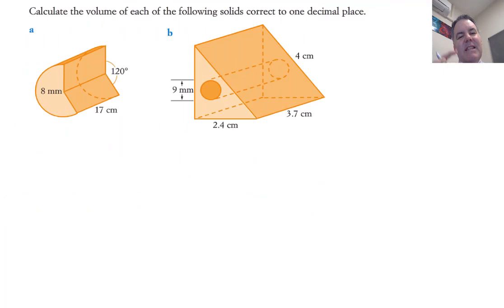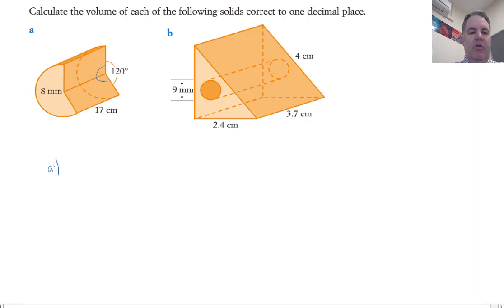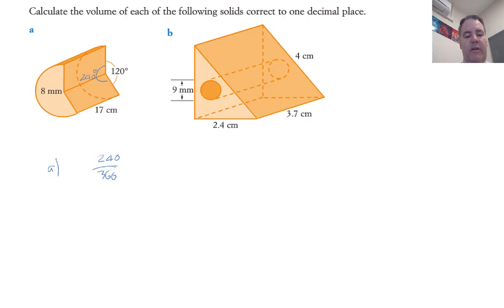All right, these last two are a little tiny bit more challenging for part A. Hopefully you can see for the first one that it's a cylinder, but it's not a whole cylinder. So what fraction of the cylinder have we got? Well, if that angle there is 120 degrees, that means the fraction of the cylinder we do have is 240 degrees. So 240 out of 360. That's the fraction of the whole cylinder that we have there, which is actually 2/3. So we've got 2/3 of the whole cylinder.